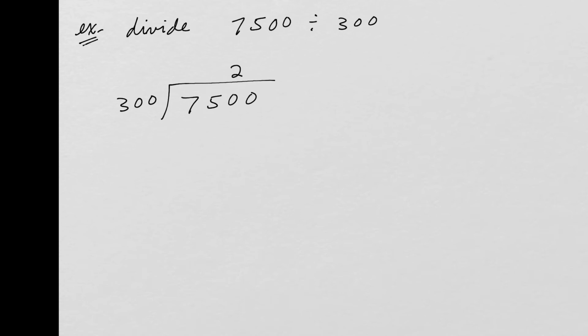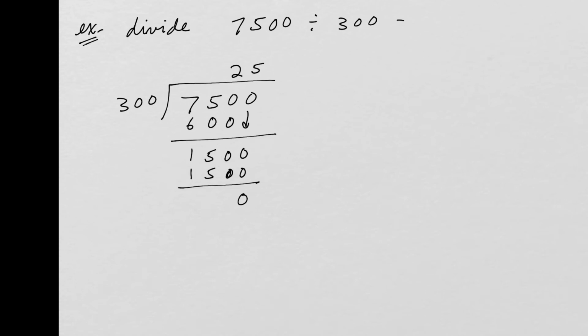It's not always obvious. So now when I multiply the 2 by the 300, I'm going to get 600. I subtract. So this will be 150. And then I bring down the next digit, which is a 0. And then I can ask, how many times does 300 go into 1,500? It turns out it's 5 times. And now when I multiply the 5 times the 300, I'm going to get exactly 1,500. So I subtract, and my remainder is 0. So it goes in exactly 25 times.